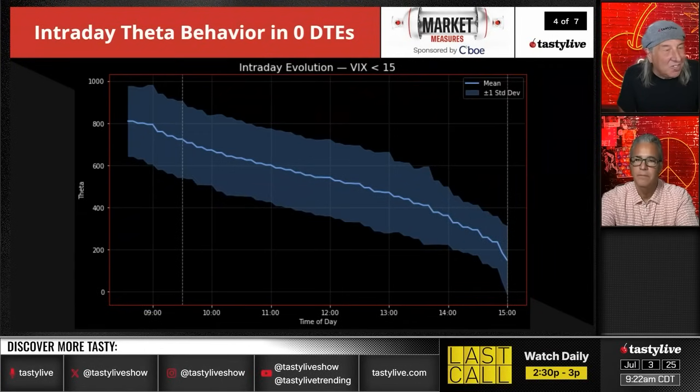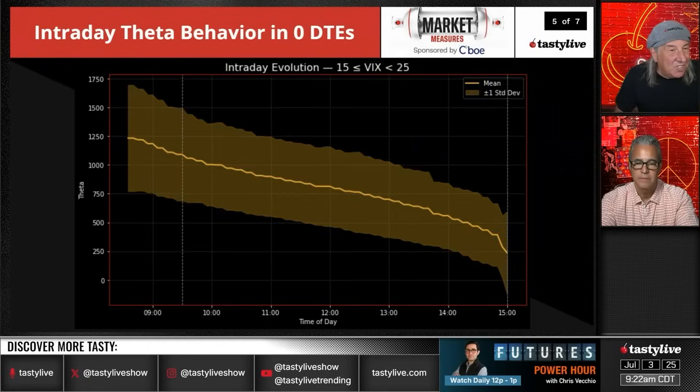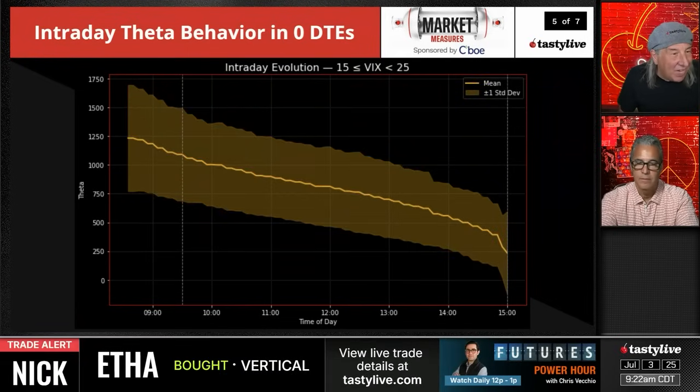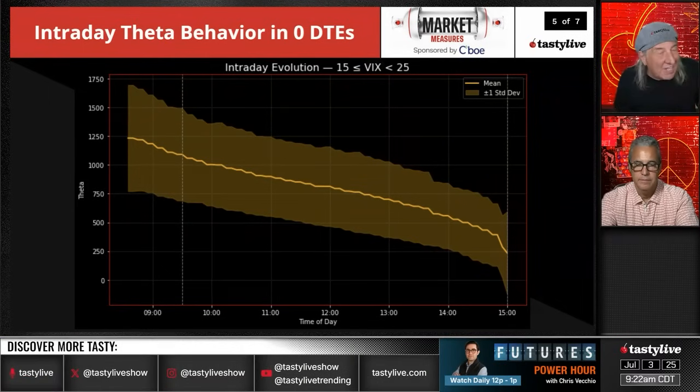Now let's go to the next slide, where this is where we live right now, which is between 15 and 25. And you can see here that the number is much higher. Our starting point's about 1,200, which is over the mean, which is good. And that's where we are right now. This is what we call the average or moderate range.